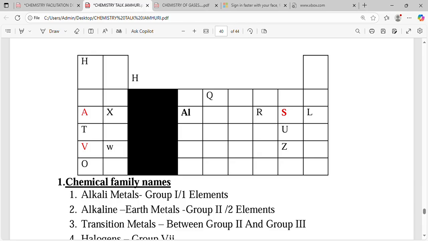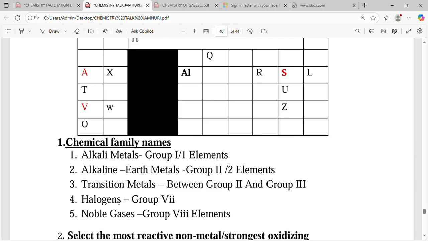Now, alkaline earth metals, group 2 elements. The chemical family name for group 2 elements is alkaline earth metals. Between group 2 and group 3 are transition metals. The chemical family name for the shaded part between group 2 and group 3 is transition metals. Group 7 are referred to as halogens. The chemical family name for group 8 is noble gases.